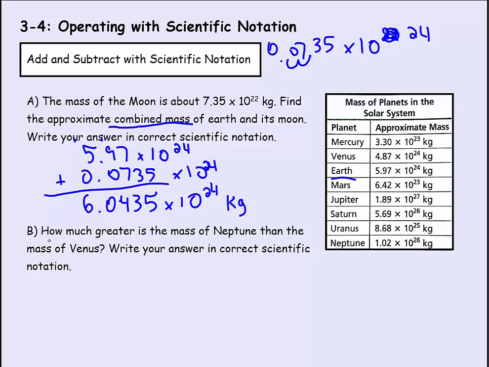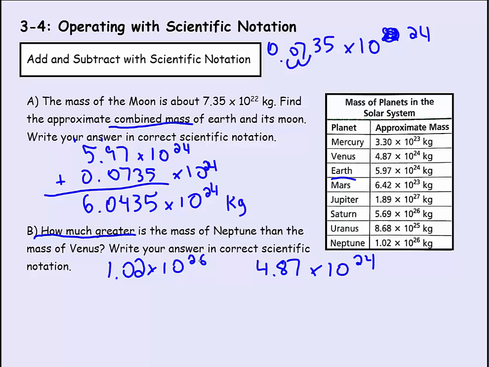Now it asks us to find how much greater, that means it's going to be a subtraction problem, is the mass of Neptune than the mass of Venus. So how much greater is Neptune than Venus? So we would subtract Venus from Neptune. So Neptune is 1.02 times 10 to the 26th. Venus is 4.87 times 10 to the 24th.